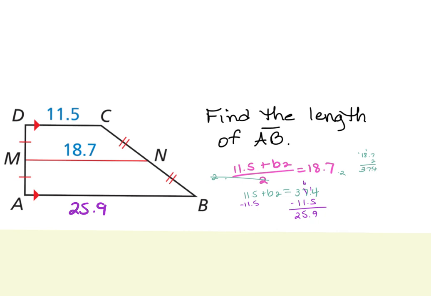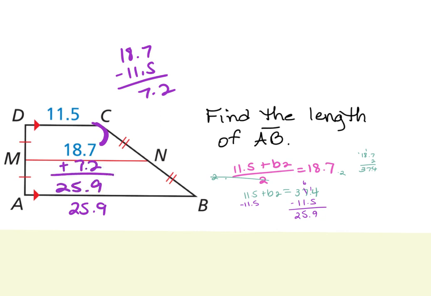Another way to do it, which I think is probably easier, is figure out the difference between these two. So 18.7 minus 11.5, which is 7.2, and then add that on to the middle one. So you could do it either way. If it was the bigger one that was given, I would find the difference between the midsegment and the big one, and then subtract it from the big one.